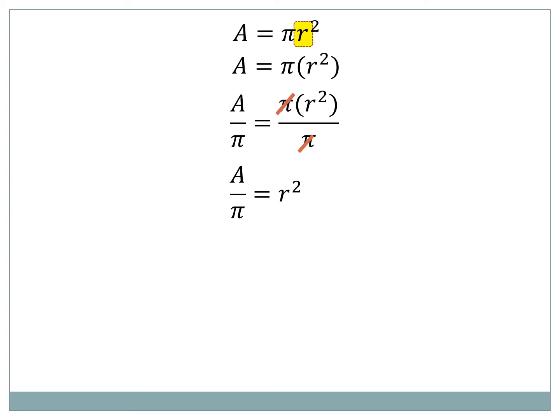What that does is eliminate the pi sign, and we're left with r squared is equal to a over pi. But that's not what we're looking for. We're looking for r. We're not looking for r squared. So the opposite function of a square is a square root.